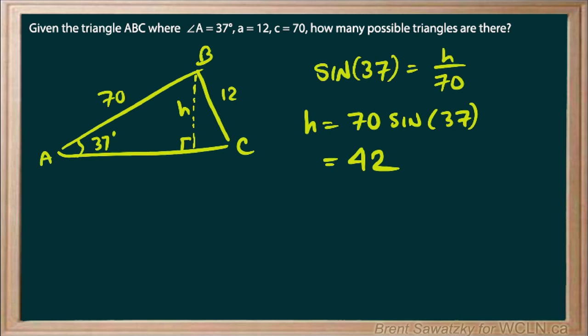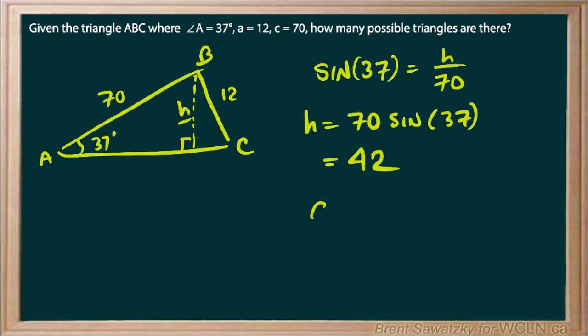Okay, so 42, again, what does that tell us? That tells us that if this were a right triangle, then this h right here would have to be 42. And that's the lowest limit on what a can be, and that would form a right triangle. A little bigger than 42, fine, but less than 42, that is 12, that's just not going to work.